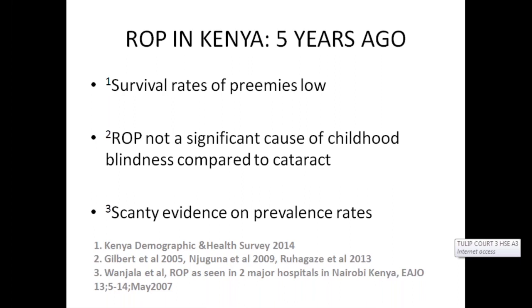We also had scanty evidence on prevalence rates in the country. There was one study which was done by Wanjala et al. in Nairobi in 2007, which showed the prevalence rates were about 16.7, 16.8%, and comparable to countries in the developed world. But there were no other studies that had been published or done at this point.